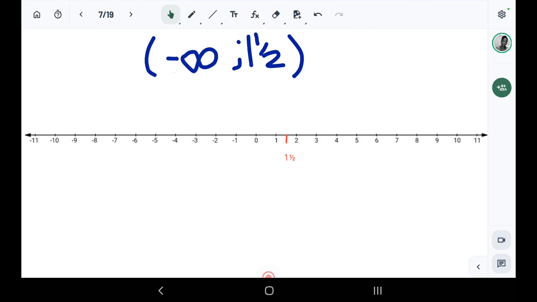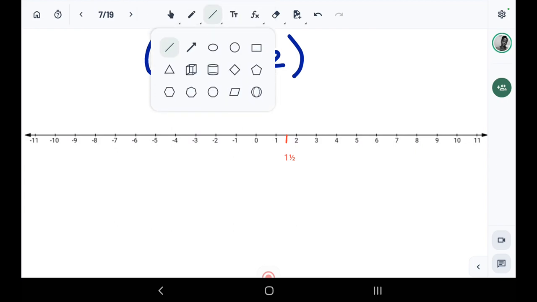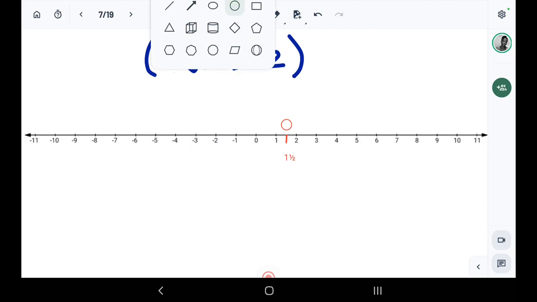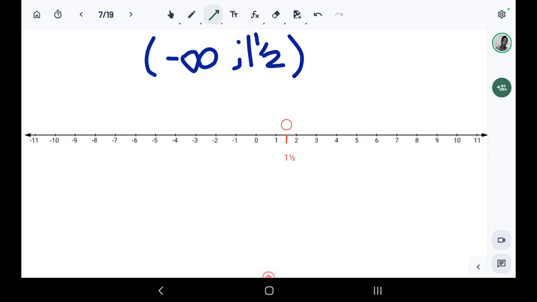How do we represent that on a number line? Easy peasy, we put a hollow dot on top of the crux number, which is 1.5. There's our hollow dot on top of 1.5, and the number line faces the left hand side. It goes towards the left because that's where negative infinity goes. And that's how you represent that on a number line. That's how you represent it in interval notation.